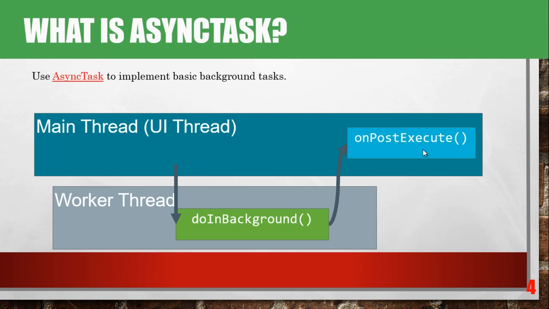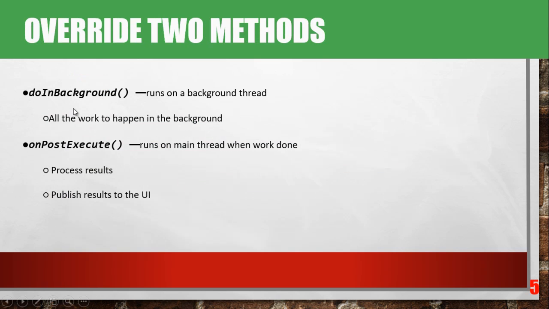There are certain methods also inside AsyncTask that I'm going to tell you about in the next slide. So let's go to another slide and see what is there. Here are two methods inside the AsyncTask class. One is doInBackground and another one is onPostExecute.